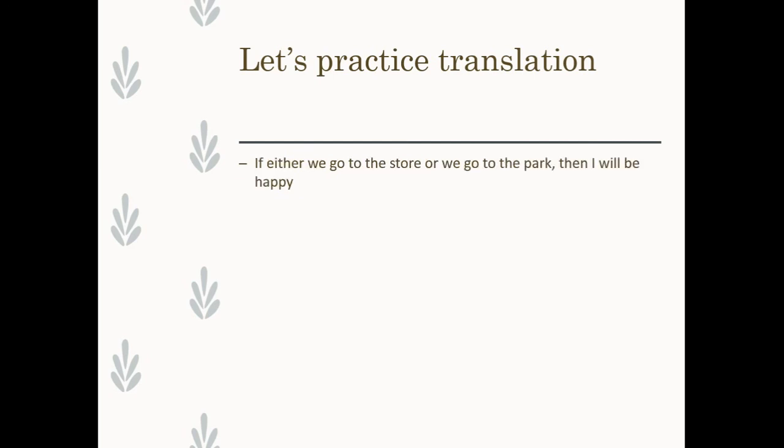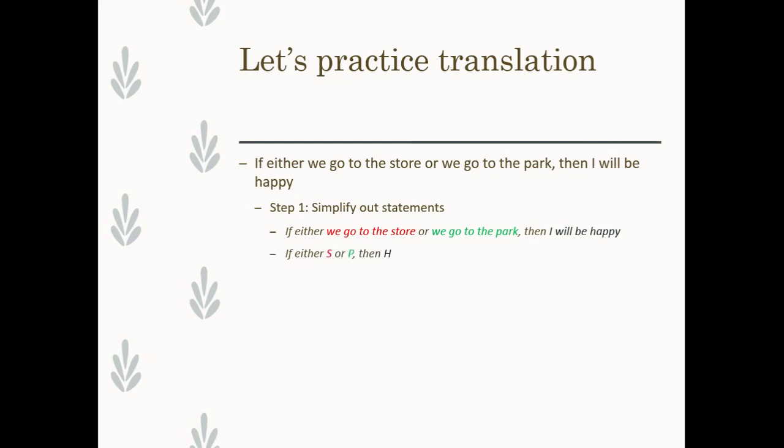Next one, if either we go to the store or we go to the park, then I will be happy. Step one, simplify out your statements. So we have we go to the store, then the next statement is we go to the park, and the next statement is I will be happy. We can shorten that down a bit with if either S or P, then H. Either is inside the antecedent of the if-then, so it's next. So it's if either S or P, then H is going to read as if parenthesis S or P, then H. Remember that either, you set your parenthesis.